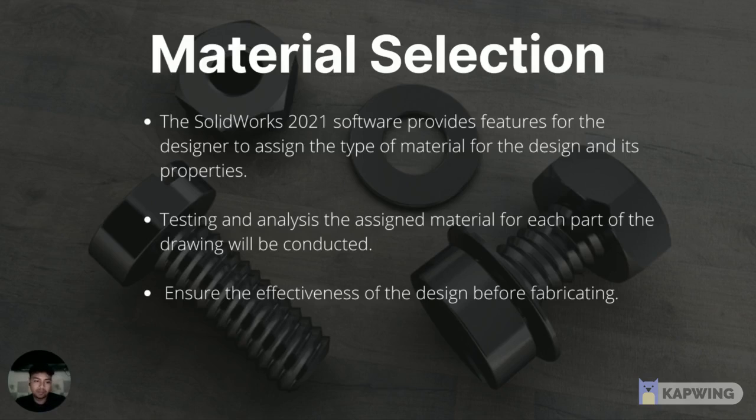As for the material selection in this project, the SolidWorks 2021 software provides features for the designer to assign the type of material for the design and its properties. Testing and analysis of the assigned material for each part of the drawing will be conducted. This is to ensure the effectiveness of the design before fabricating.